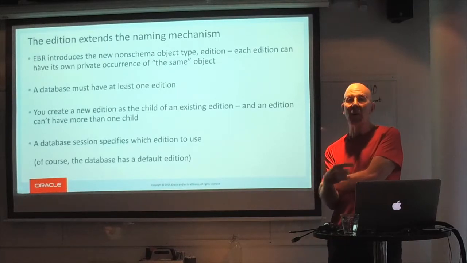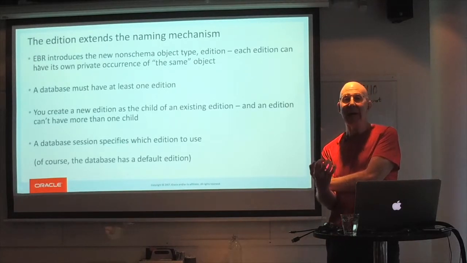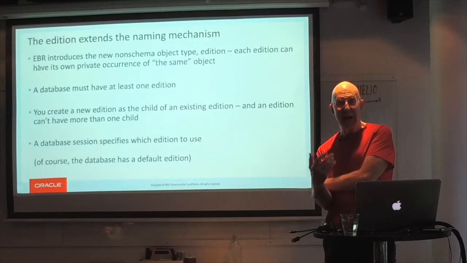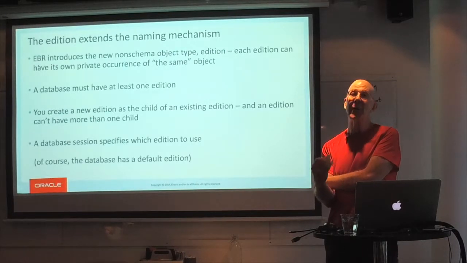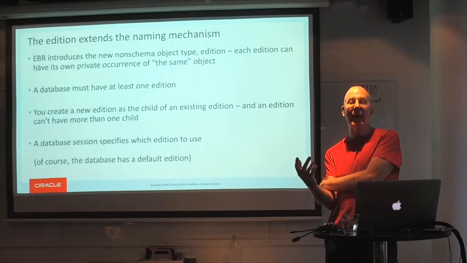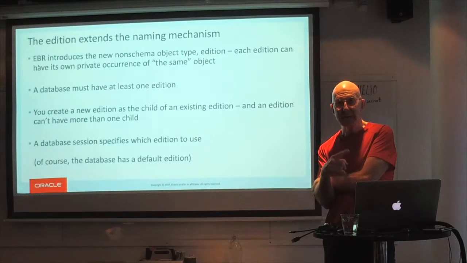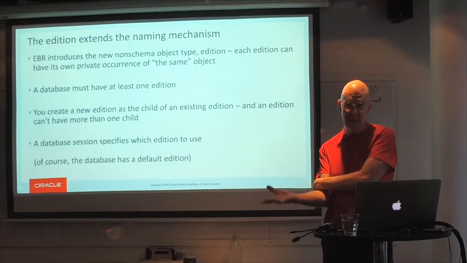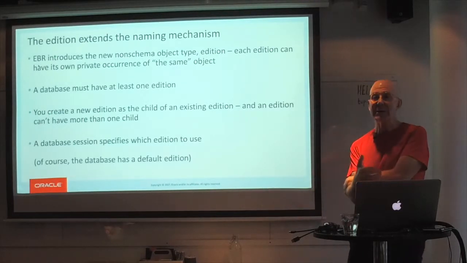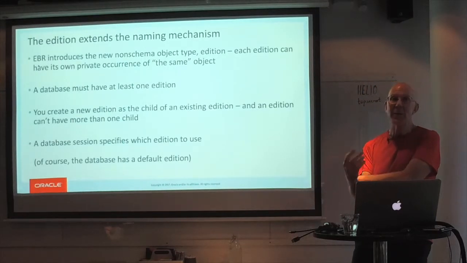Before EBR came along, we had a clear example of that in the directory. If you want to have directories, someone's got to create them. Suppose Scott's going to create directories. You soon realize that there's no privilege. You can't go grant create directory to Scott, full stop. You have to go grant create any directory to Scott. That's the way these non-schema guys work.